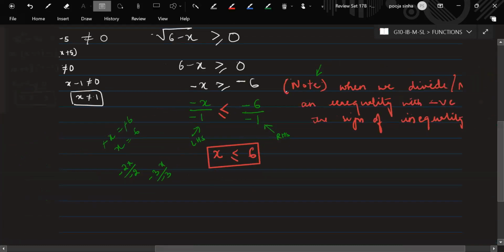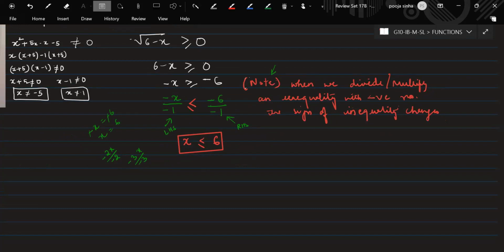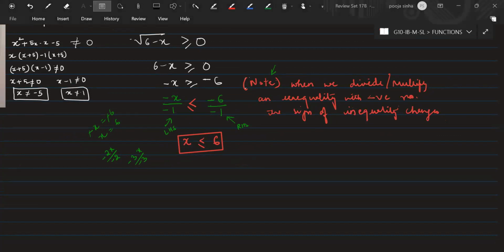It's a very, very important rule. We learn this when we talk about inequalities. Since you've not done the inequalities chapter, I'm just telling you this note right now. You got the point what needs to be done in this case? Your approach was perfect. All you are supposed to know is this rule.